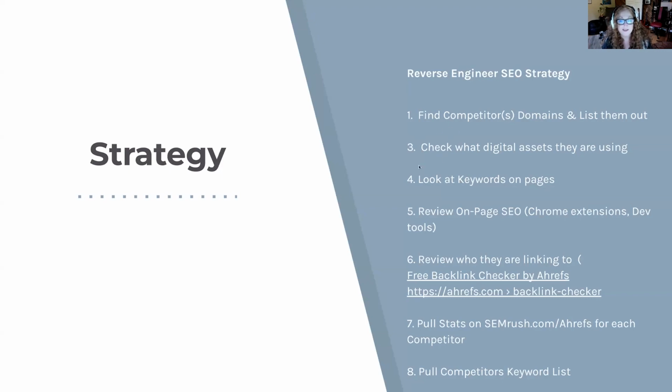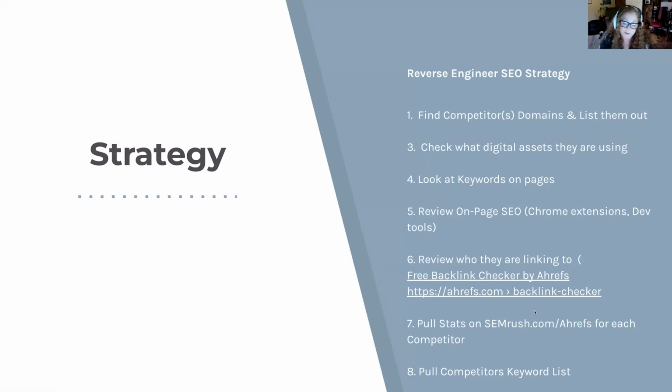You're going to look at the keywords on the page. You're mainly going to be looking at people's .coms, right? Just the /, not the additional pages, although it depends on what comes up in the search engine results pages. You're also going to review their on-page SEO using the Chrome extensions and the dev tools, and we're also going to review the backlinks, right? Which free backlink checker is cool.